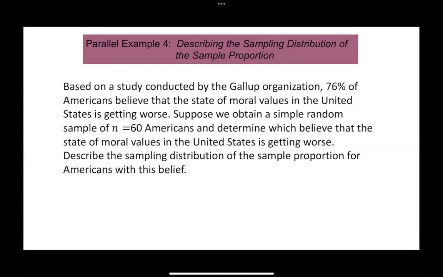So based on a study by Gallup, 76% of Americans believe that the state of moral values in the US is getting worse. I bet you it's worse now. This was a long time ago. Suppose we obtain a simple random sample of 60 Americans and determine which believe that the state of moral values in the US is getting worse. Describe your sampling distribution. So what you're doing is finding the mean and the standard deviation. I'm just going to put the symbols down. I'm going to work behind you quietly after you get started.